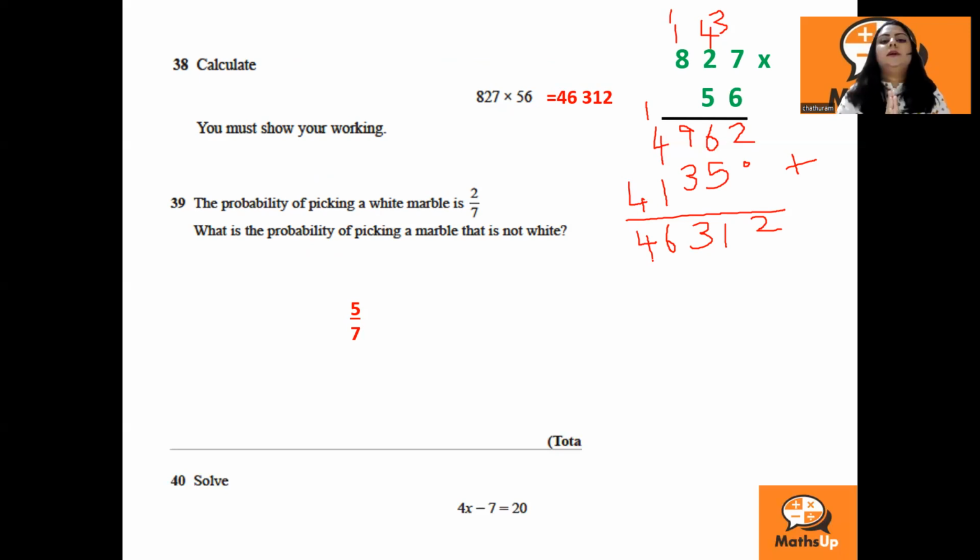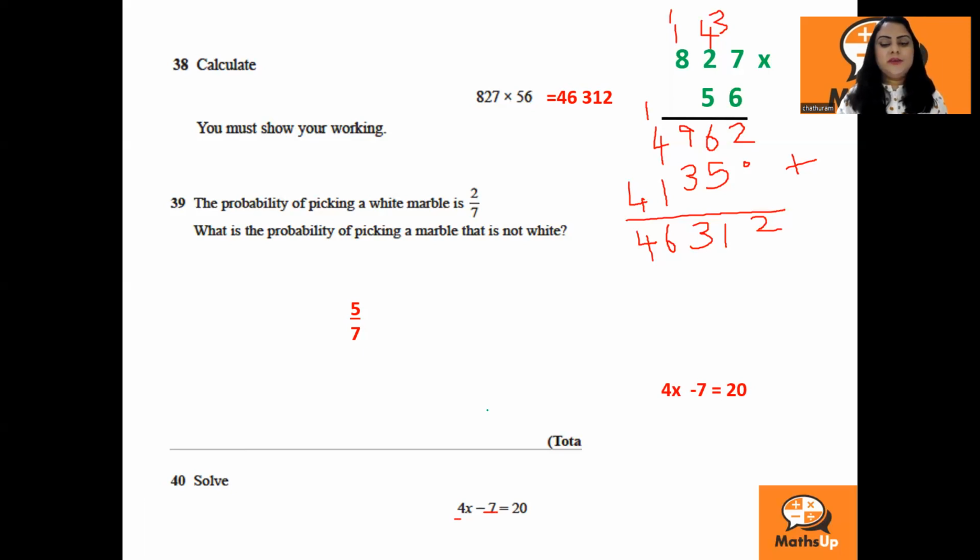For that, you have to isolate x on one side. To isolate x on one side, you have to remove 4 and minus 7 from that side. Then only you can isolate x on that side and get the value of x. So we'll see how we can do this. I'll change the color of my pen. Okay, green. So 4x minus 7 equals 20.